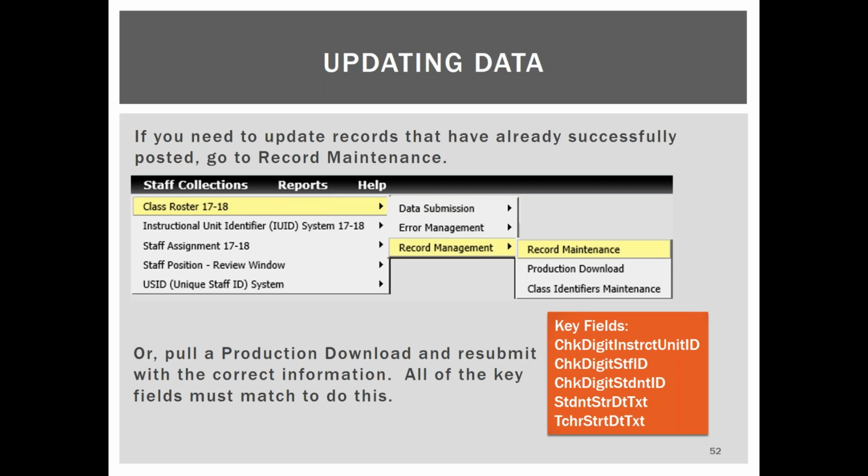All right, if you need to update records one at a time, you can go to Record Management, Record Maintenance, and do that. If you have records that went through, so they didn't produce an error, but they are wrong and you need to fix them, you can do a production download and resubmit it with the correct information as long as you're not changing any of the key fields. And I have the key fields here in orange. So a key field is what tells us that it's a unique record, and as long as those fields stay the same, it's just going to overwrite the information. But if you change any one of the key fields, our system is going to think it's a whole new record and create a whole new record for it.